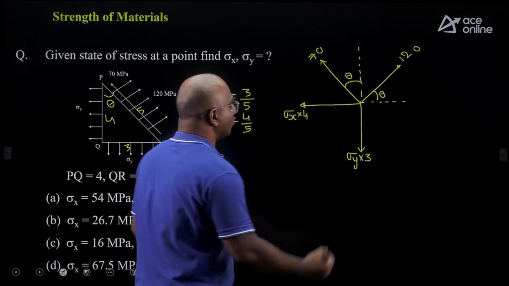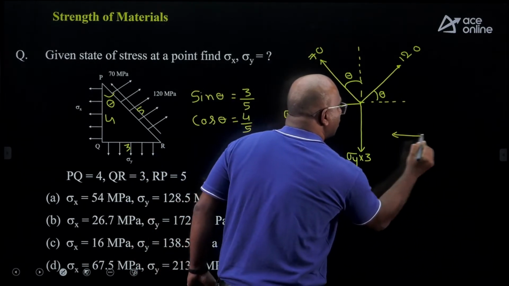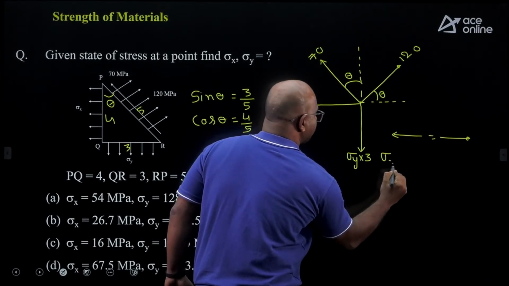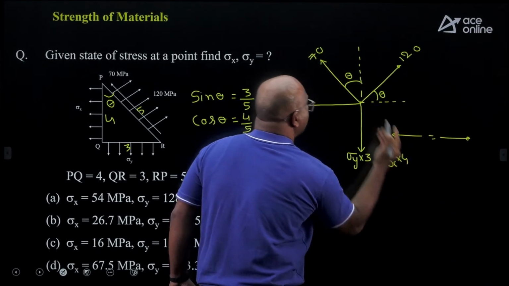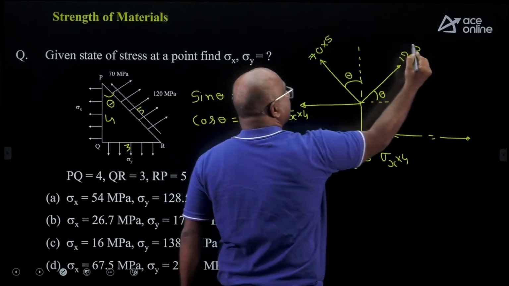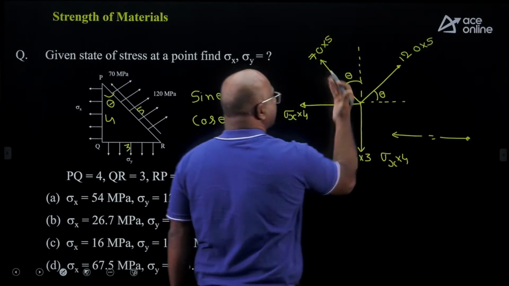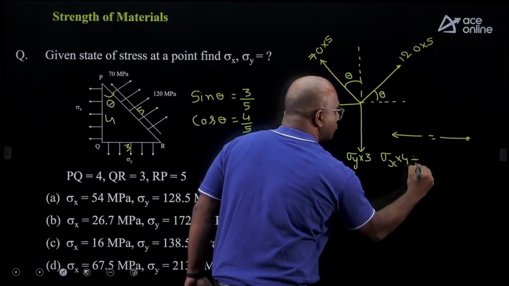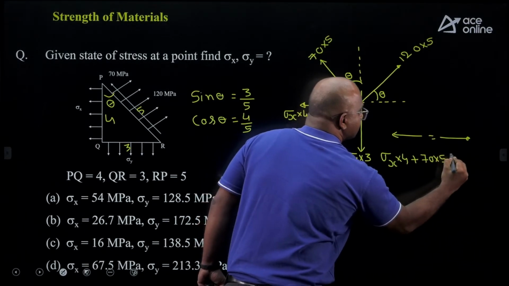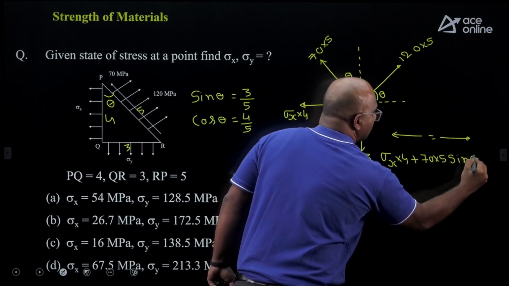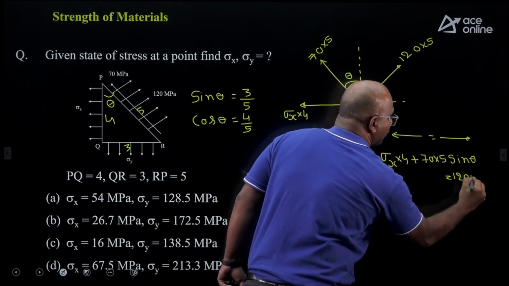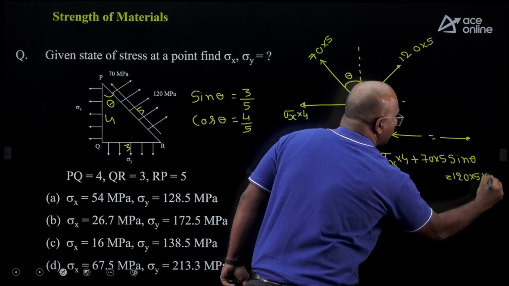Now, pretty simple. All left forces must be equal to right forces. Just equate it. Single step answer, guys. Sigma x: 70 into area, 120 into area, guys. Now, 70 left force, my dear students. 70 into 5 sin theta must be equal to the rightward force. How much, guys? 120 into 5 into cos theta.